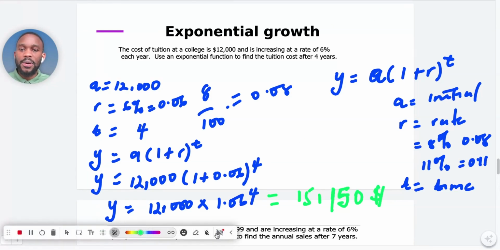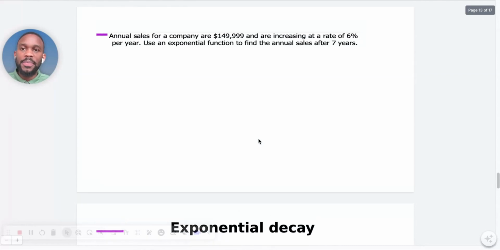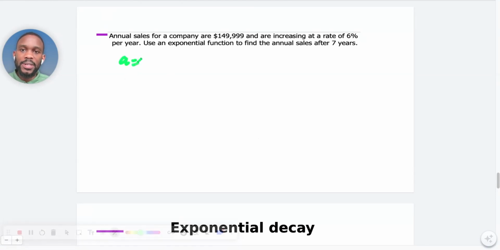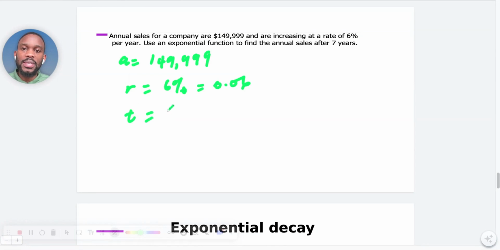Let's look at another example. In this example, they're telling me that the annual salary of a company is $149,999. So that is going to be my A. That's the annual salary. That's our base. They're telling us it's increasing at a rate of 6%. So rate is still 6%. Remember, we write our 6% as 0.06. They're telling us to use the exponential function to find the annual salary after 7 years. So t in this question is 7 years.